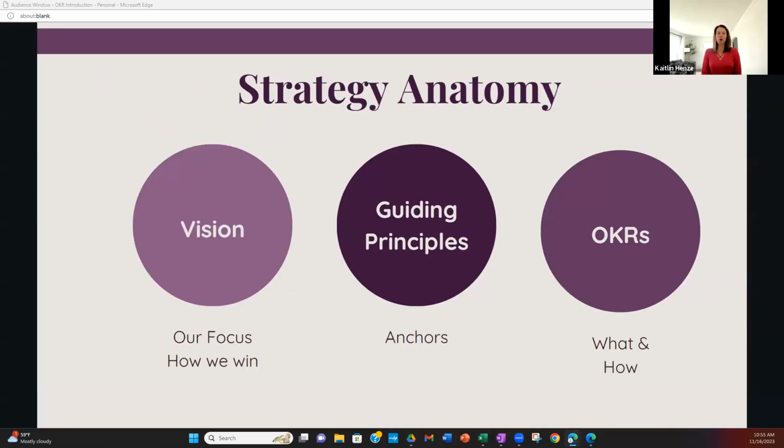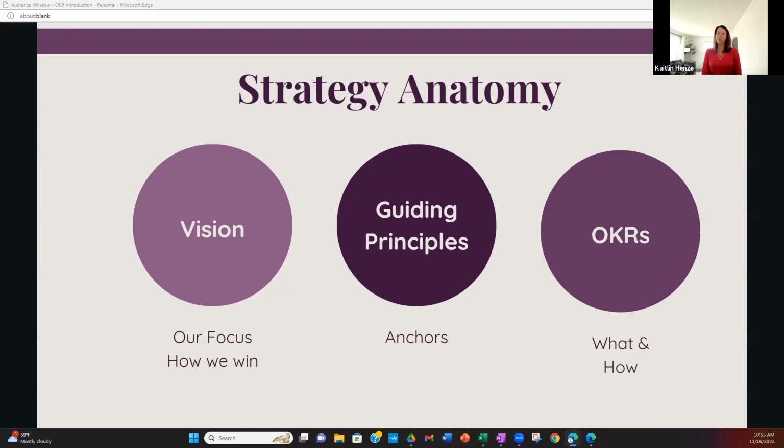Before we dive into OKRs specifically, I'll take a minute to ground us in the anatomy of our organizational strategy. So strategy a lot of times gets thought of as just goals or priorities. Maybe that's a 1-year goal, a 3-year goal, or a 5-year goal. There's actually a lot more to the strategy. The strategy starts with your vision. Now, your company vision usually does not change too often because that is truly your focus. That's how you win in the market, and that's how you differentiate yourself from your competitors.